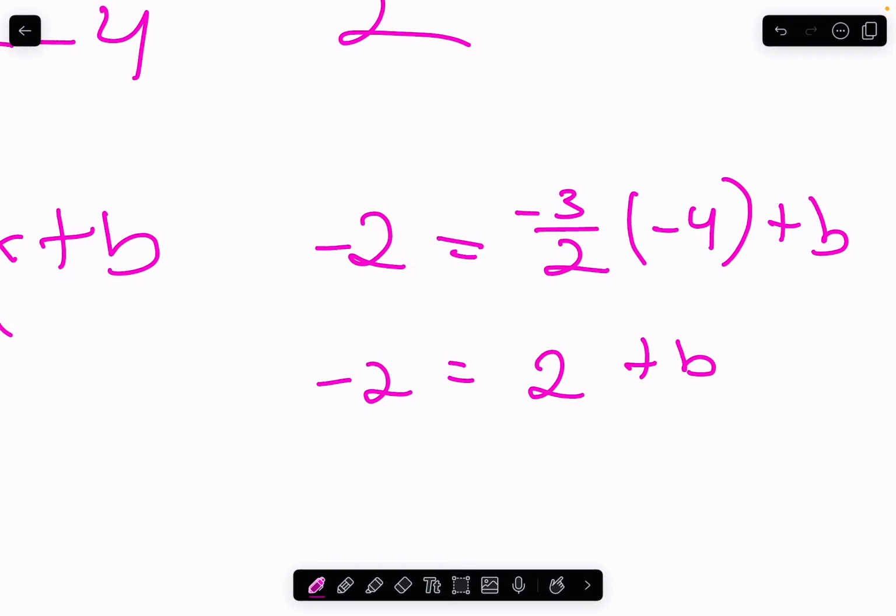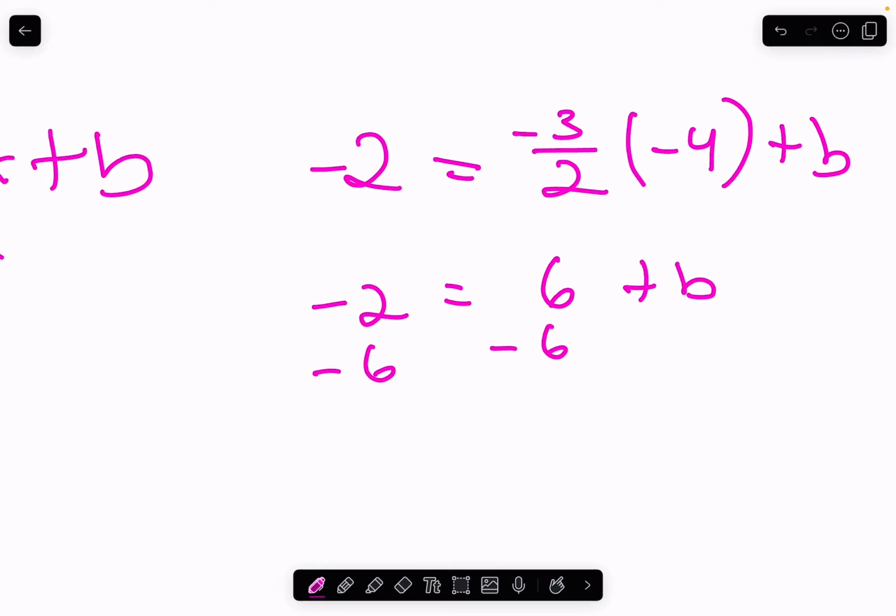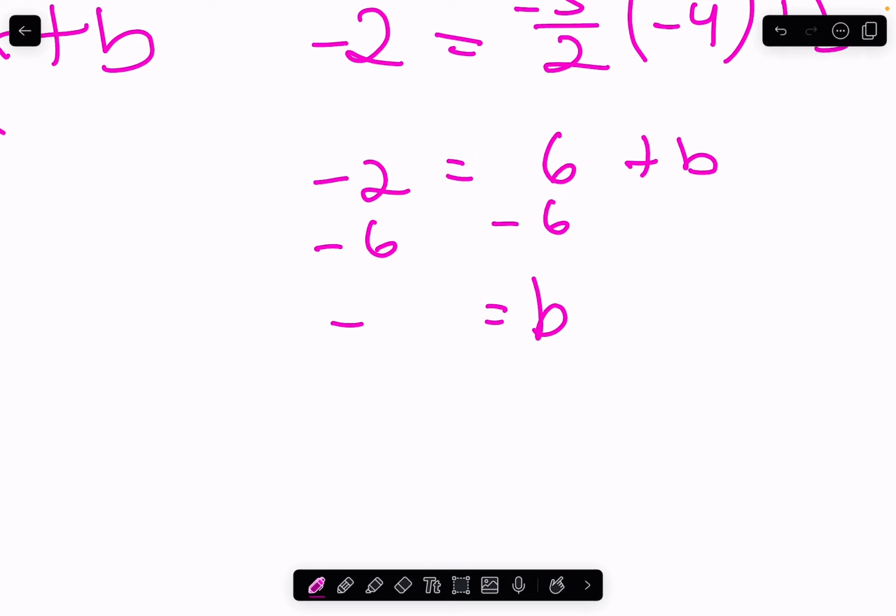Something is not right. What did I do wrong here? Oh, because it would be, sorry. When you multiply these, you get negative 2 times negative 3, which would give us a positive 6. Sorry about that. So then we subtract 6 from both sides, and we get that b is equal to negative 8. So now we know what our b value is. So we can plug in negative 3/2 x minus 8.